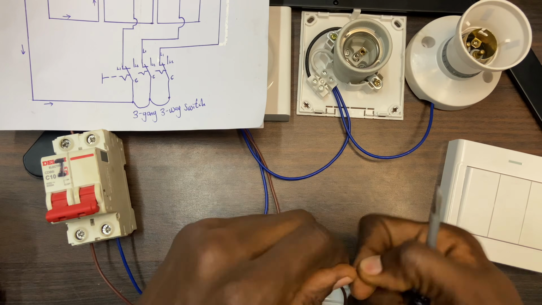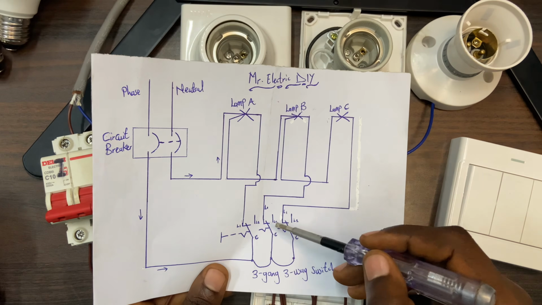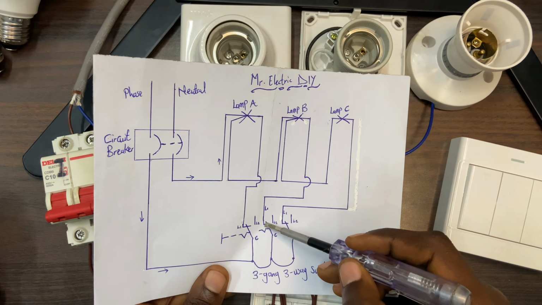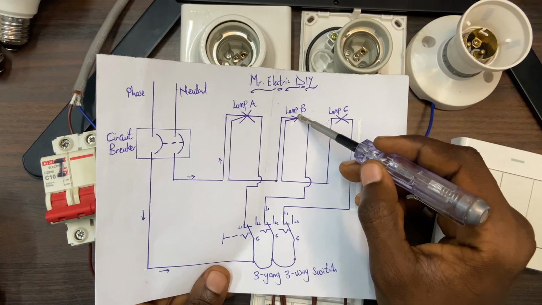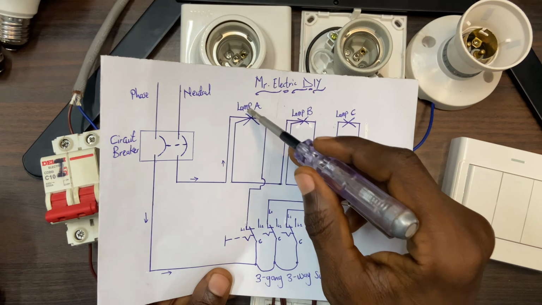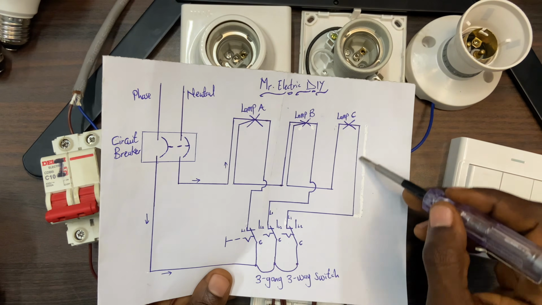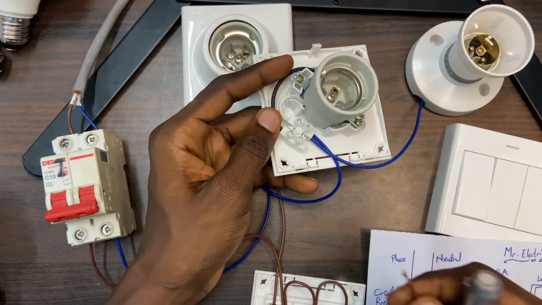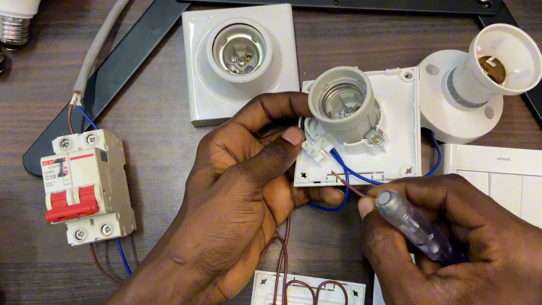Another brown cable from the middle switch, the line 1, to the lamp B. That is the switch wire. This is also the switch wire to the lamp A, and this is also the switch wire. You can also start from this side. It is the same thing.